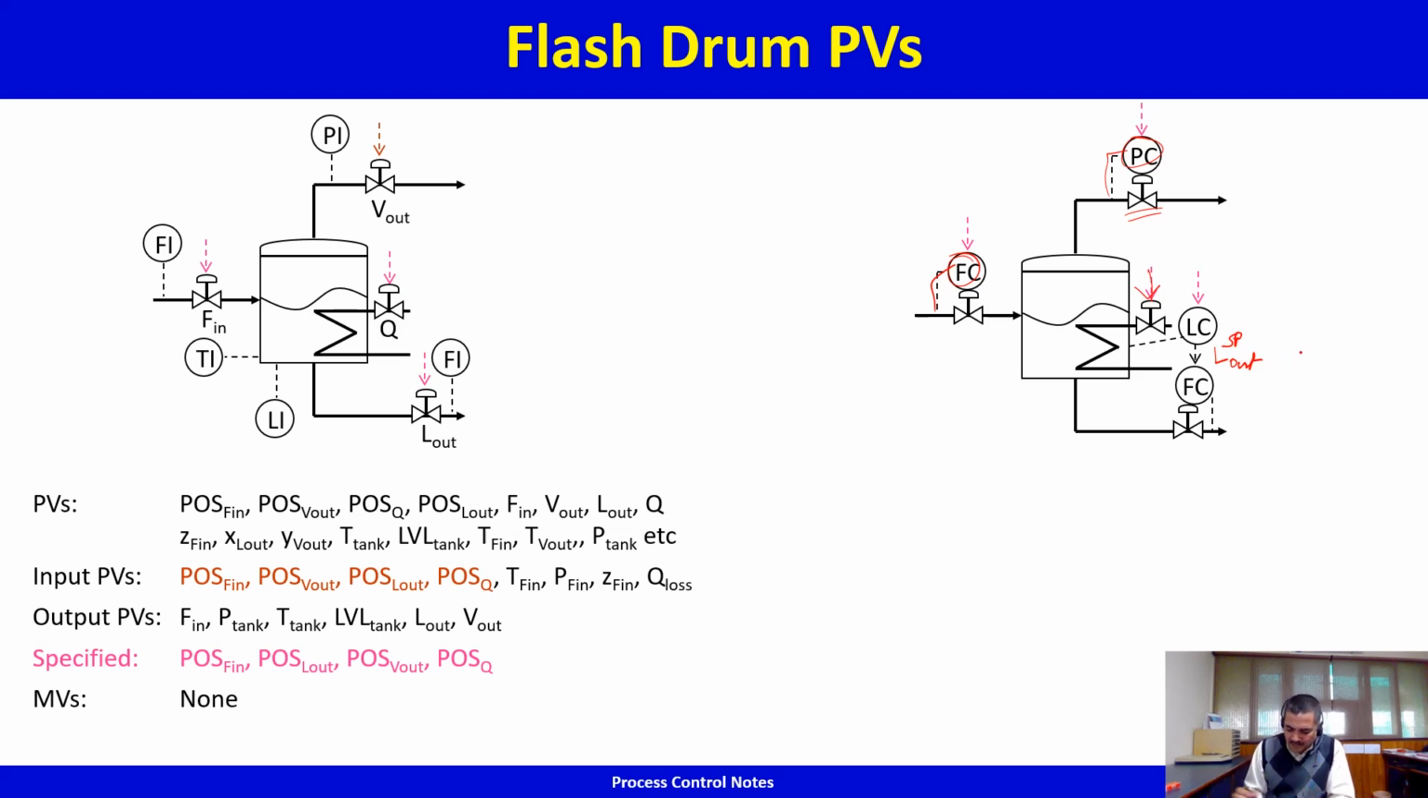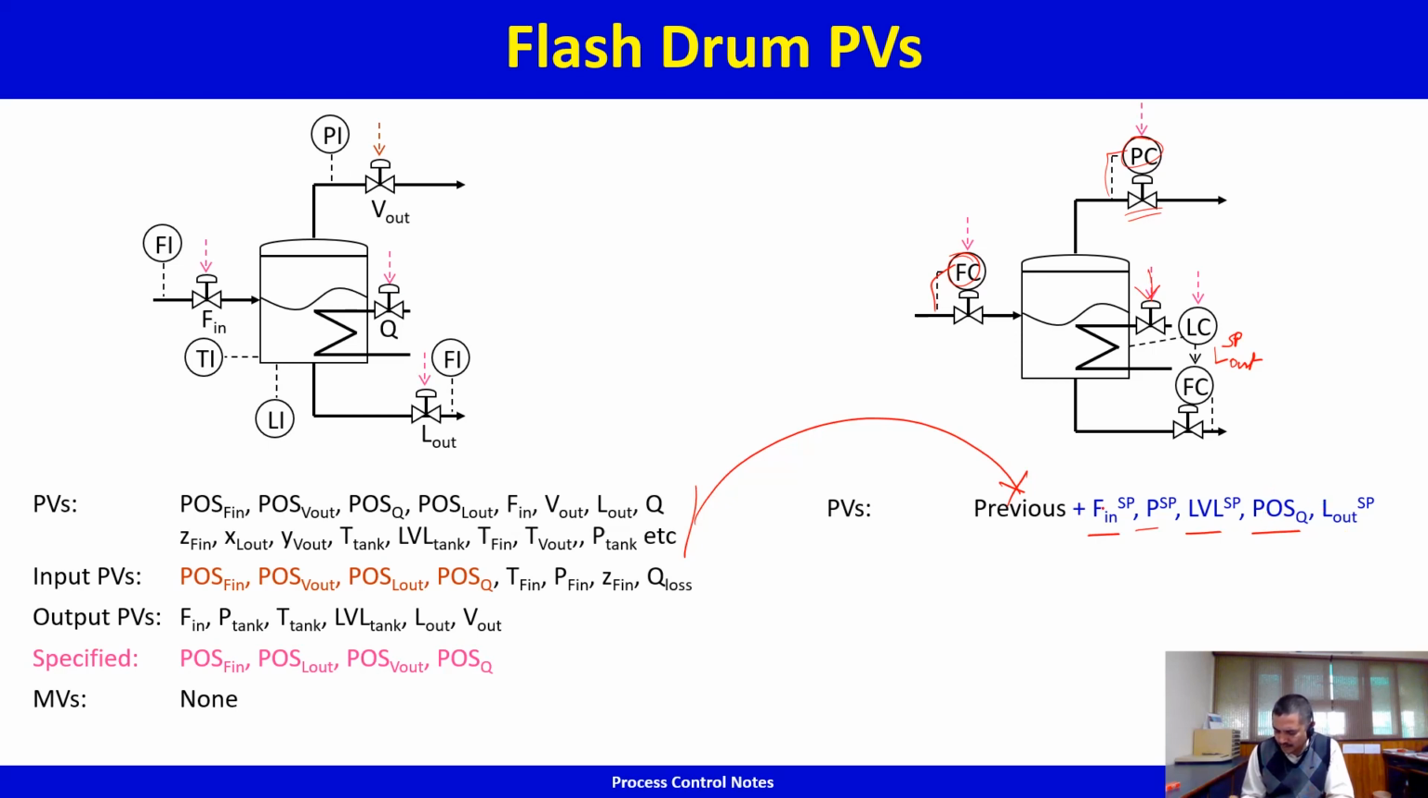So in this case, what are my process variables? Well, everything from here goes here. Additionally, because of the control loops that I have implemented, the operator has to specify flow in set point, pressure set point, level set point, position of the Q valve. Well, this was already there, so this need not be included again.